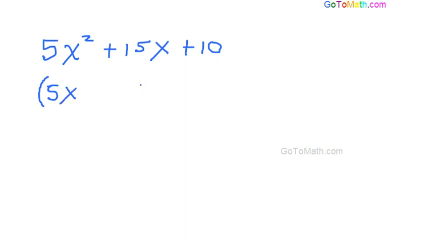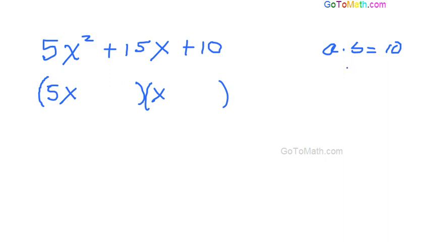Alright, so we have 5x squared plus 15x and then plus 10. Okay, so we're going to start with a 5x here, because we know that 5x times x is going to be 5x squared. Now we're still looking for two numbers that, when we multiply them together, we get 10.